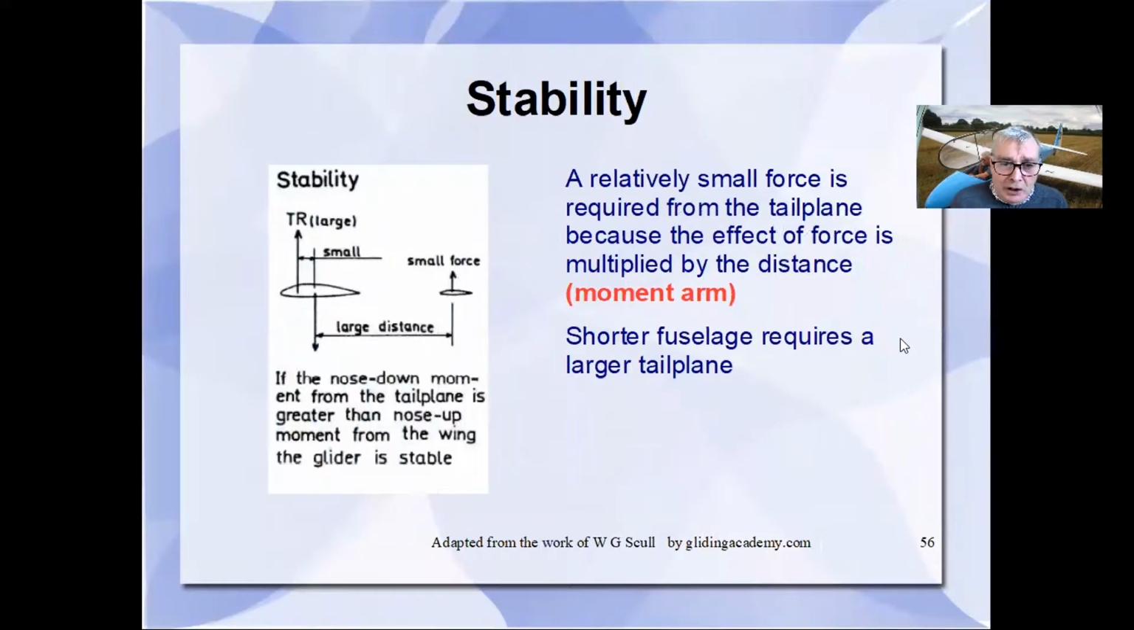The size of the tailplane is to a large degree dictated by the length of the fuselage. So the further away the tailplane is from the main wing, the smaller the tailplane needs to be. This is called the moment arm. So a small force over a large distance, or a larger force over a smaller distance.